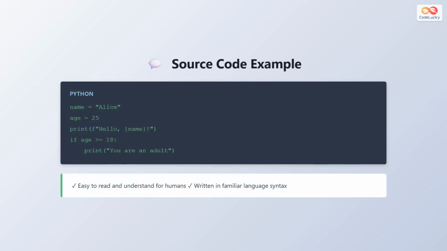Here's a practical example written in Python. We define a variable called name and assign it the value Alice. We also create an age variable with the value 25. Then we print a greeting message. Finally, we check if the age is greater than or equal to 18, and if true, we print that the person is an adult. Notice how this reads almost like English, making it easy to understand what the code does.